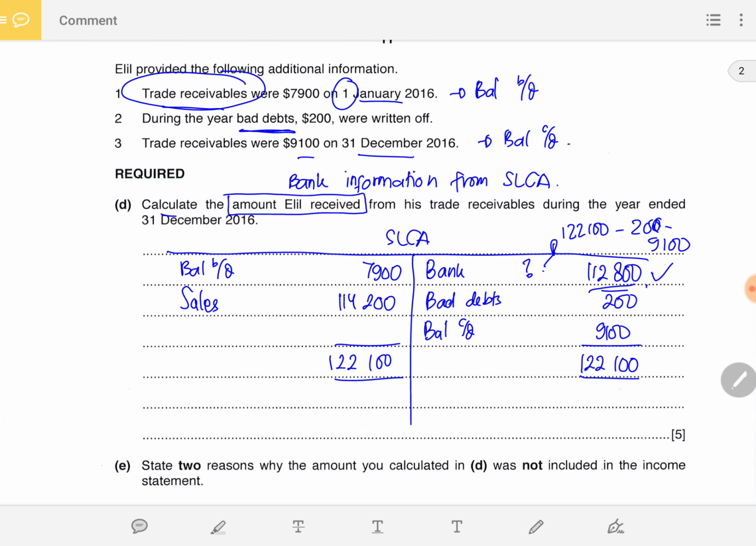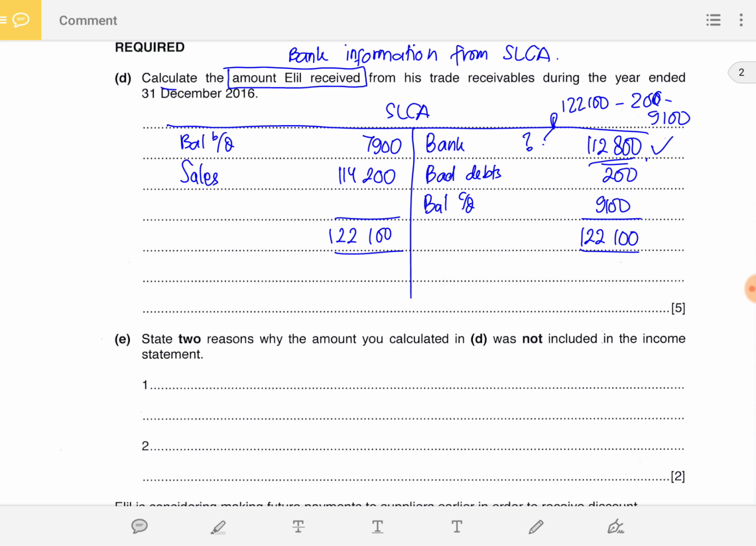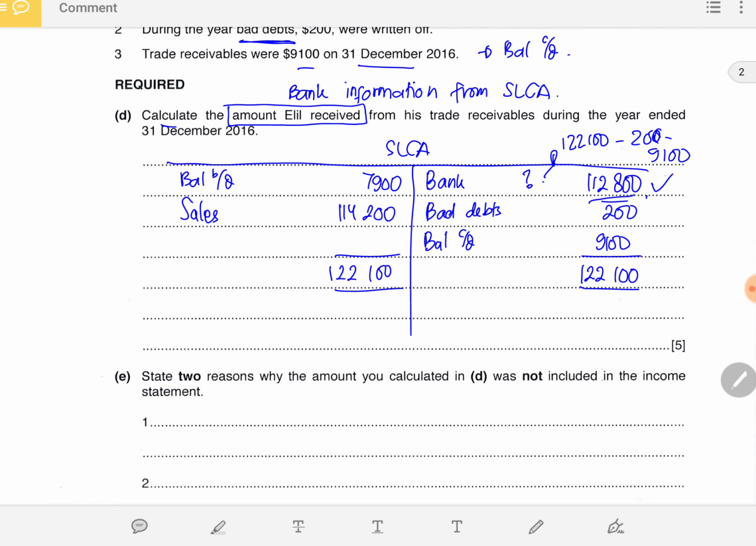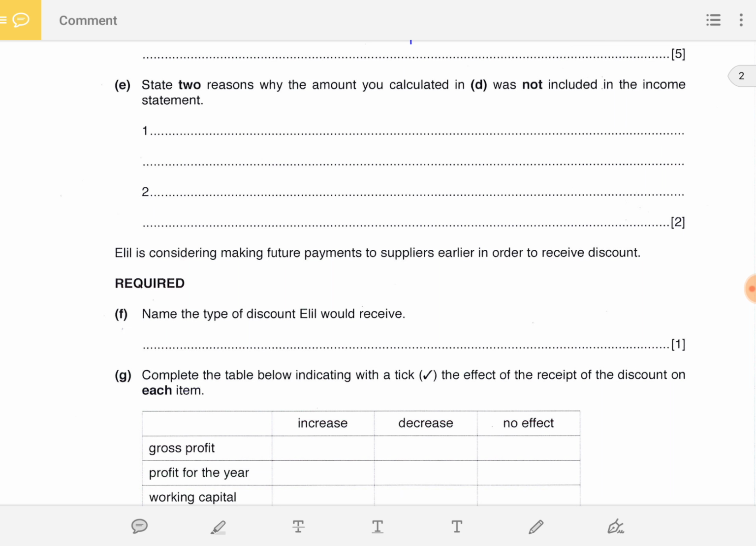Next, state two reasons why the amount you calculated in D was not included in the income statement. First of all, we calculate bank information from SLCA. This bank information from SLCA represents payment from trade receivables. So, this is not an income or an expense. This is simply payment of an amount owing to the business, right?